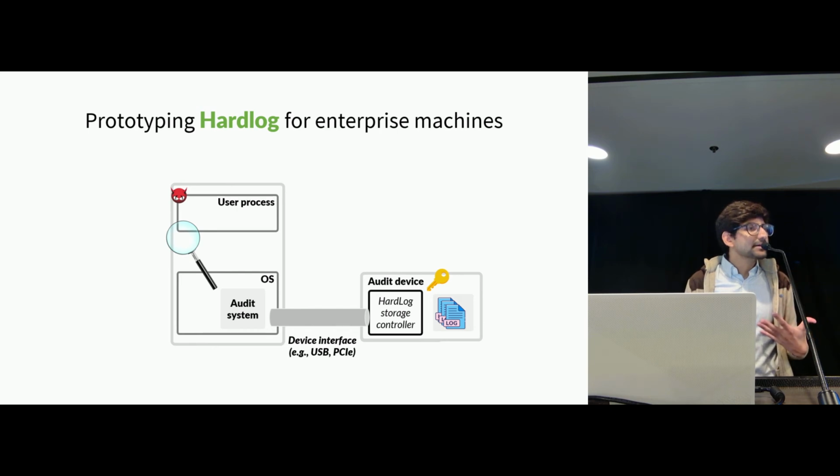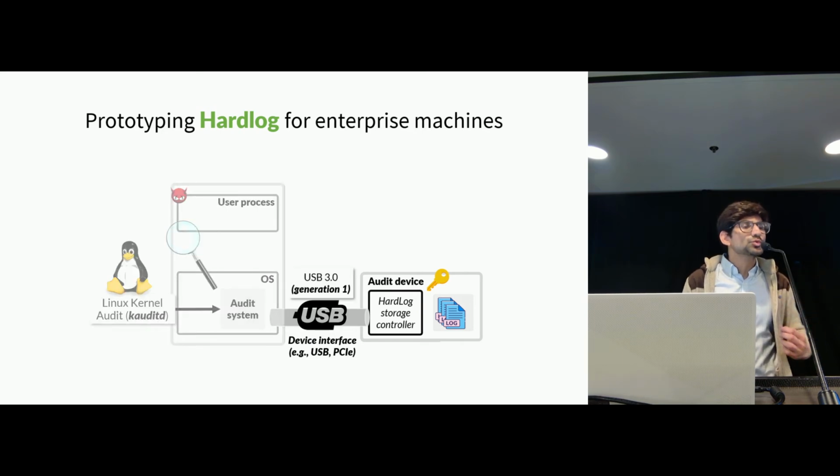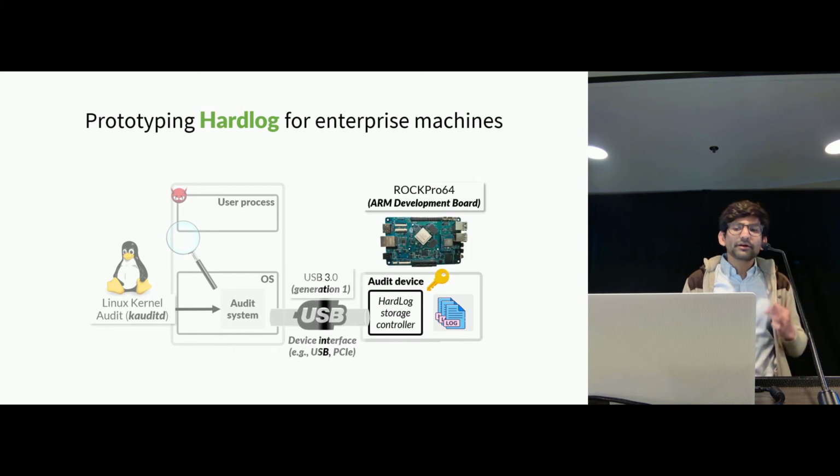To find out what exactly this delay is and to evaluate other properties of HardLog, we built a prototype for enterprise machines. On the audit system side, we used Linux's kernel Audit. The device interface we used was a USB 3.0 Generation 1 interface, and the audit device itself was built using a commodity off-the-shelf ARM development board, RockPro 64. I would like to point out that this is just one possible implementation of HardLog. In practice, there is nothing in HardLog's design that binds it to Linux, the USB protocol, or the development board we used.